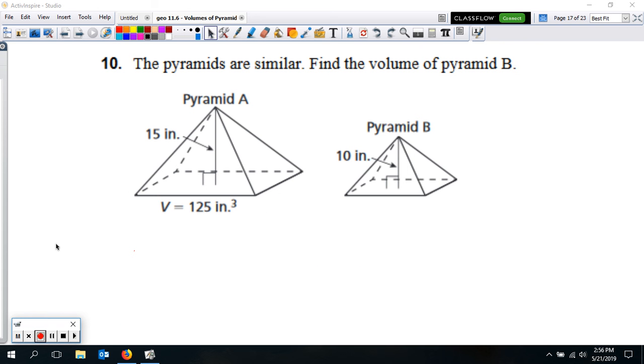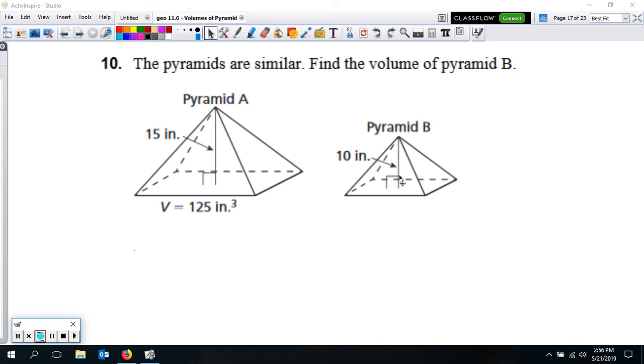Actually, in fact, I'll have you try this one yourself since you just saw that last one. Try to do the same thing. These are just two pyramids. They have the corresponding heights right here, 15 on pyramid A, 10 on pyramid B. Use that for the scale factor. So try this one. Pause the video and then check your work.